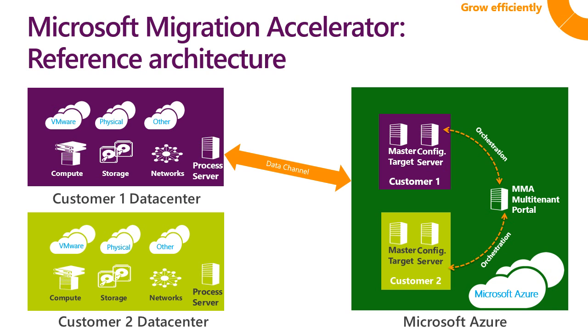As we jump into the next piece and start filling in some more of the details, if we take a look at what's happening inside of Customer 1, you can see here that they've got VMware and physical machines. Even though I live in a Microsoft world where it would say Hyper-V, we have to recognize that people out there are using VMware as well, and there's a lot of them. We can start taking a look at the compute, the storage, the networks, and then we have that process server which establishes the data channel out to Azure to start allowing some of this migration and reporting to occur.